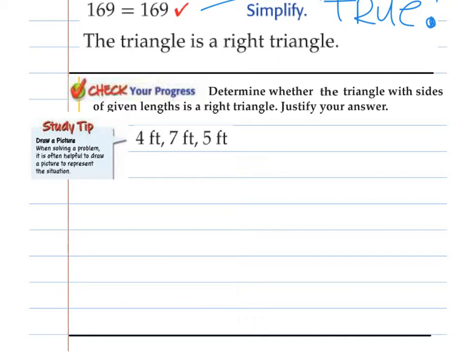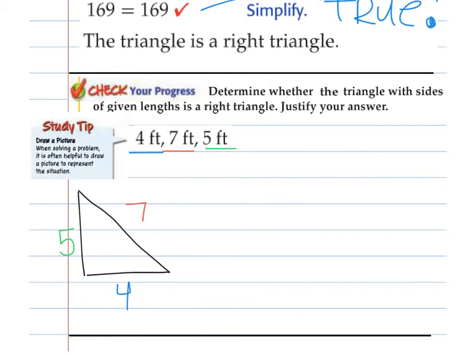Let's try one last example of identifying a right triangle. We want to determine whether the triangle with the sides of the given lengths is a right triangle. Our side lengths are 4, 7, and 5. For me, I'm going to draw a picture just to help me visualize this problem. So we're hoping it's a right triangle, so I'm going to draw a right triangle. 7 is the longest length, and so that's my hypotenuse. My shortest side is 4, so I'm going to put that on the shortest side. And then that mid leg is 5, so I'm going to put that right here. So now I have a visual that I can look at.